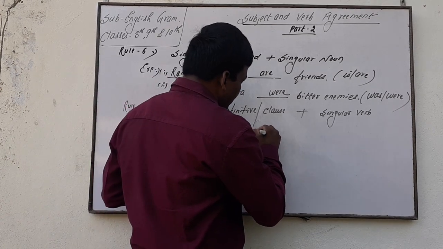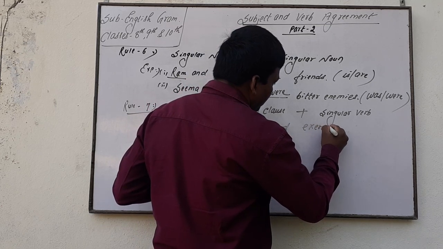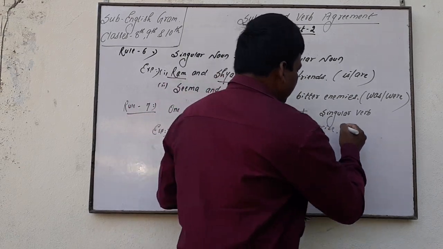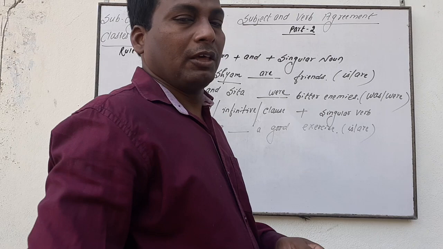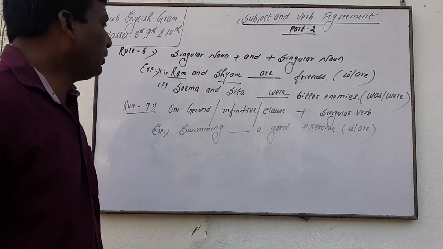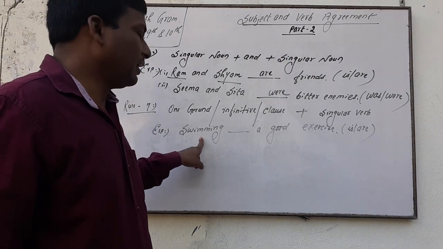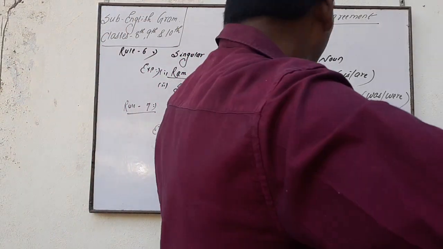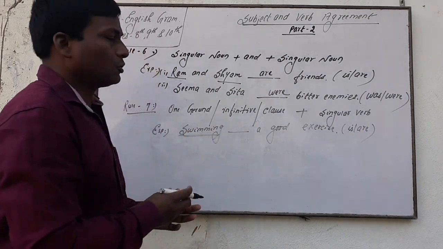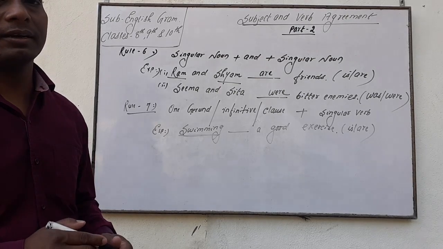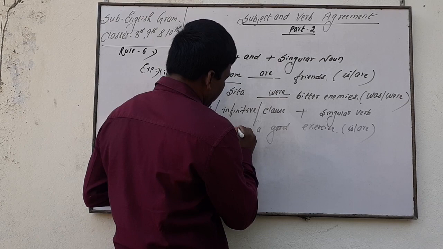Suppose that swimming dash a good exercise is. You know that swimming is a good exercise. So swimming, it is a gerund. So it is a single gerund. So the verb will be singular. Clear? Is.